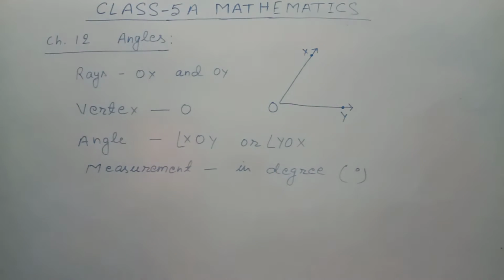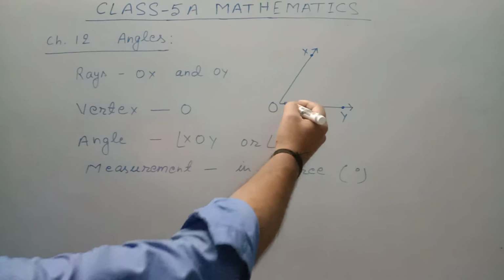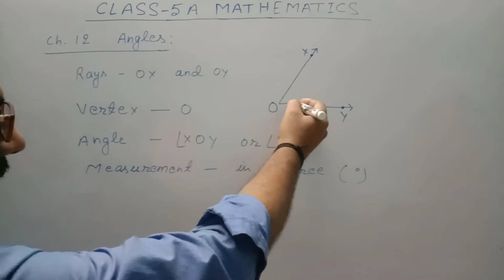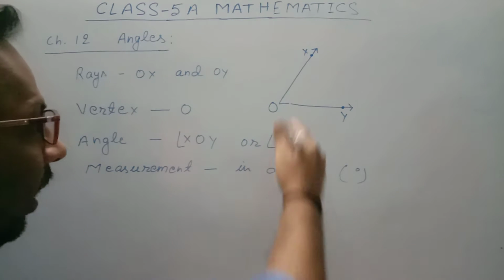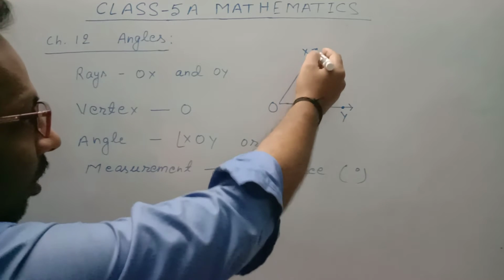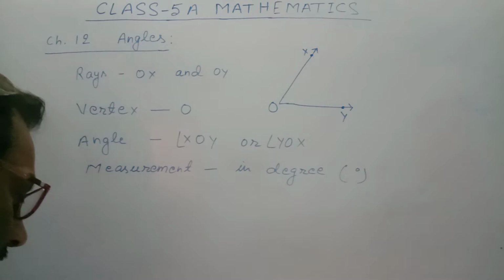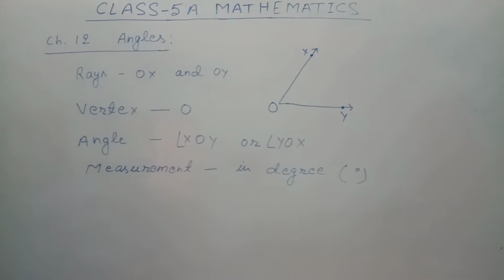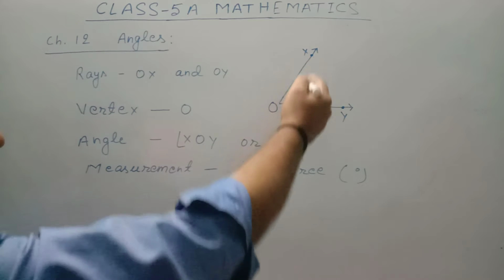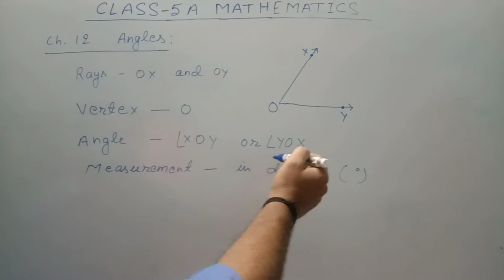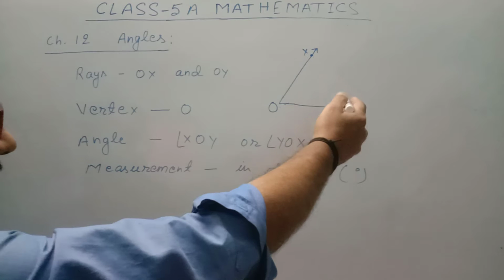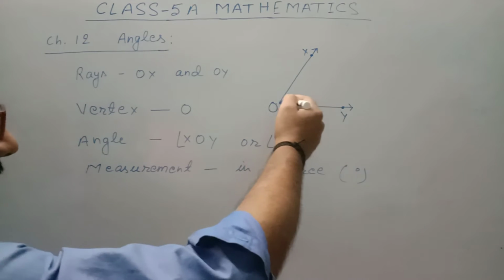Today the topic is angles. We are going to discuss angles. An angle is formed at the meeting point of two rays. In this figure, OX and OY are two rays, and both are meeting at point O.